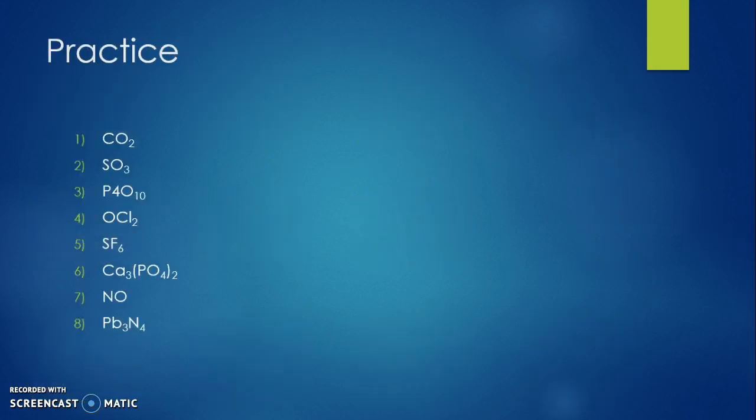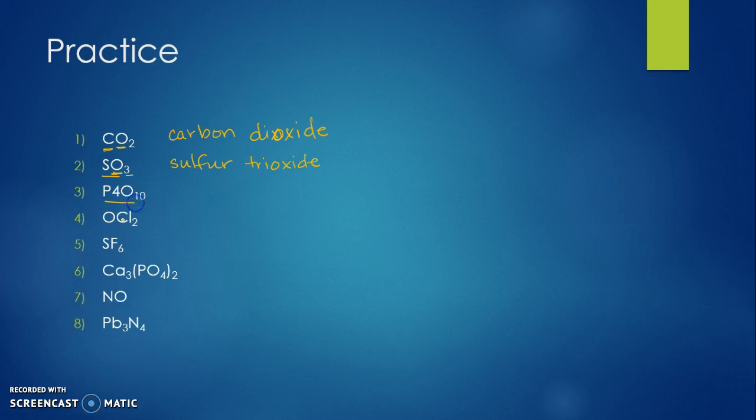Well, let's try some practice. Okay, so the first one, we've already done this one, right? We did this one as our example. So the first element is a non-metal, so we name it carbon. The second one is oxygen, and there's 2, so it would be dioxide. All right, what about on this one, number 2, SO3? Well, the first element is sulfur, and sulfur is not a metal. So we would just name sulfur. Okay, second element is oxygen, and there's 3 of them, so we would say trioxide.